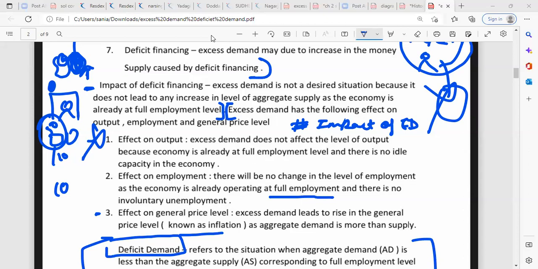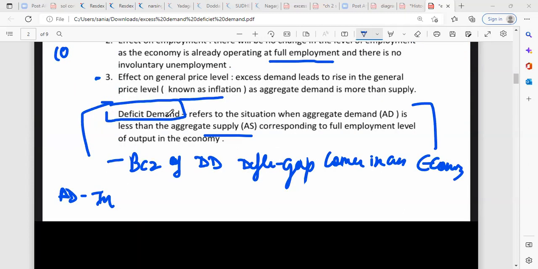Both of you done? Yes, ma'am. Now we are going to start with the next, which is deficit demand. Now, what is deficit demand? Deficit demand refers to a situation when your aggregate demand is less than the aggregate supply corresponding to the full employment level. Over here also you will have full employment but less demand. And then you will write, because of deficit demand, DD, a deflationary gap comes in an economy. Because of excess demand, which gap was coming? Inflationary gap. But because of deficit demand, a deflationary gap comes in an economy.